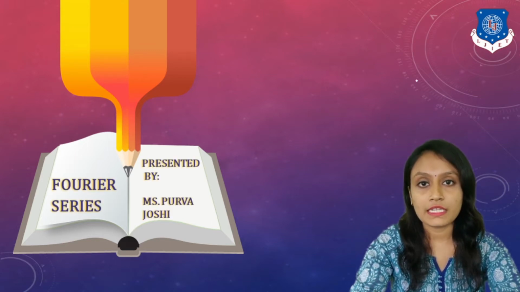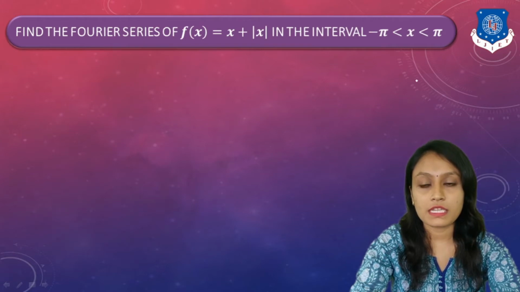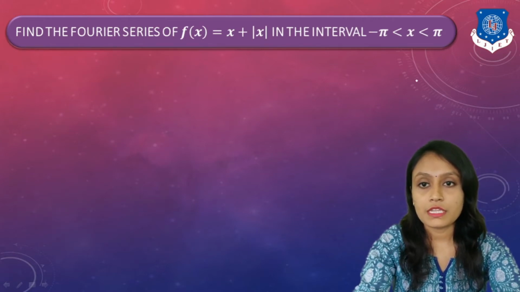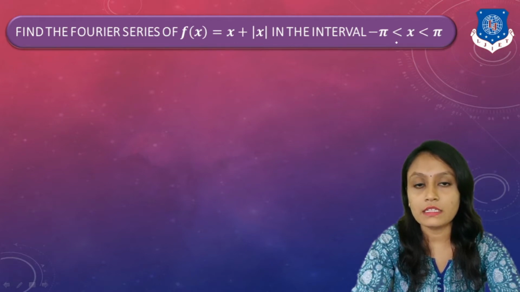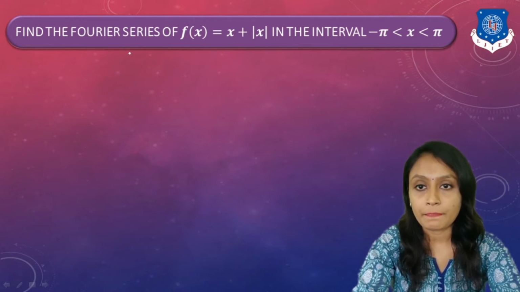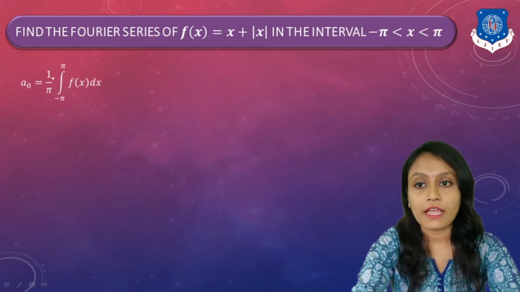Today we will discuss a few more examples of Fourier series. So let's begin with the first example. Find the Fourier series of the function f(x) = x + |x| in the interval -π to π. Okay, so firstly we'll find a0.